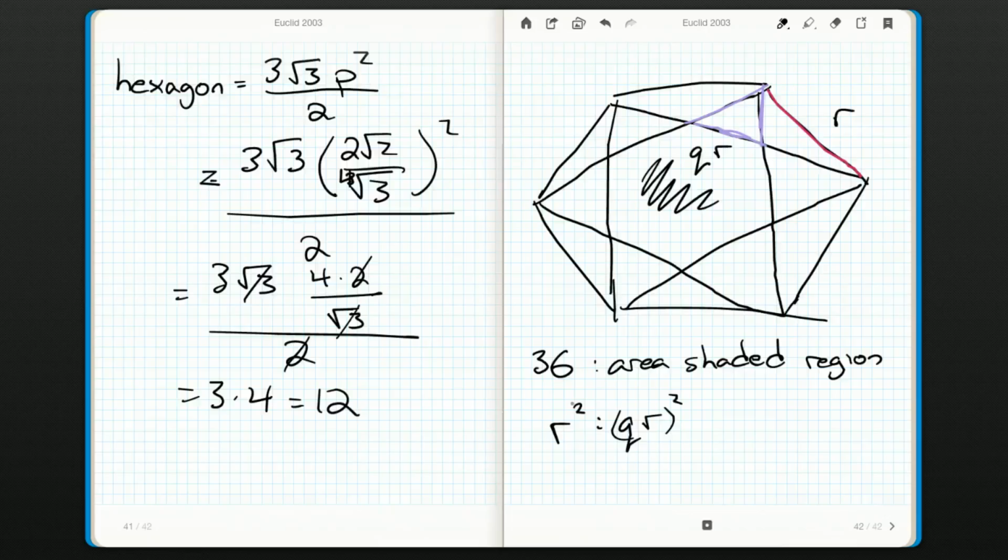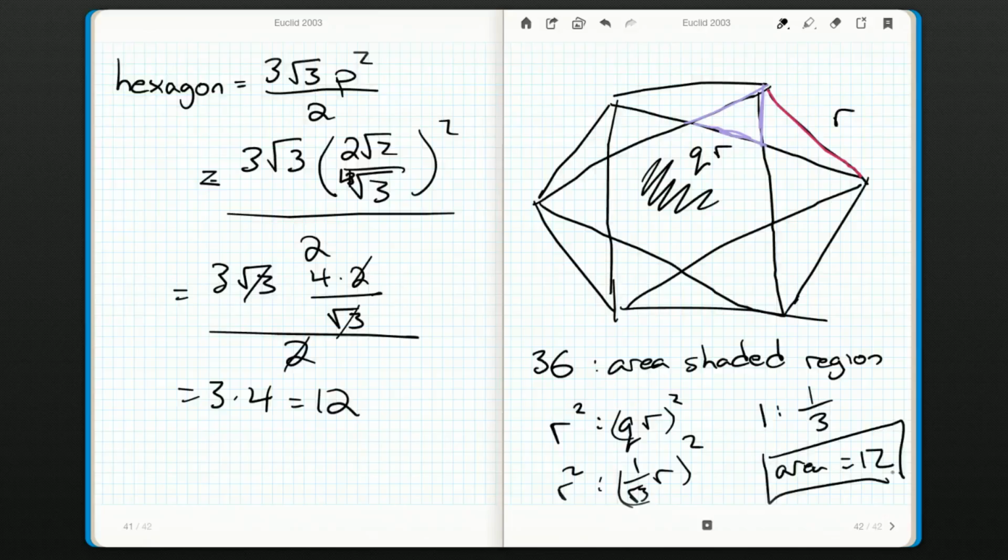So we were able to show that this should be 1 over root 3 r. And you could probably work that out by other means than just doing sine rule. So really, the area between the big hexagon and the shaded hexagon should be 1 to 1 over 3. So the area of the shaded region should be 1/3 of 36. So area of the shaded region is again 12. Okay? And there's probably a bunch of different ways to show the ratio between the big length and the small length. Okay? I'm not going to get into them.